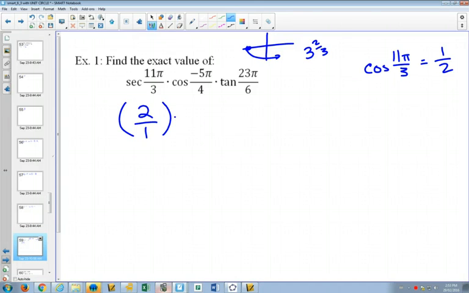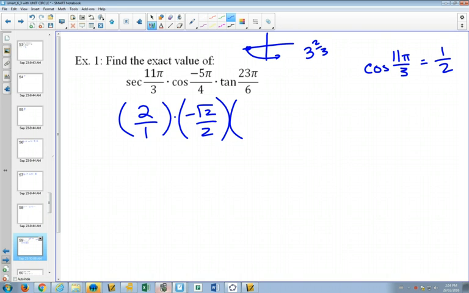Next we have cos of -5 pi over 4. First of all, we know that it's going to be root 2 over 2 because that's part of our cos family. -5 pi over 4 ends in quadrant 2. Is cos positive or negative in quadrant 2? Negative. So we'll add a negative there.